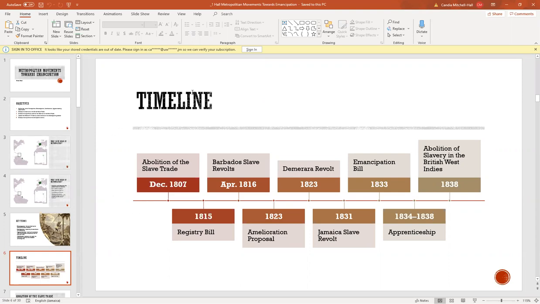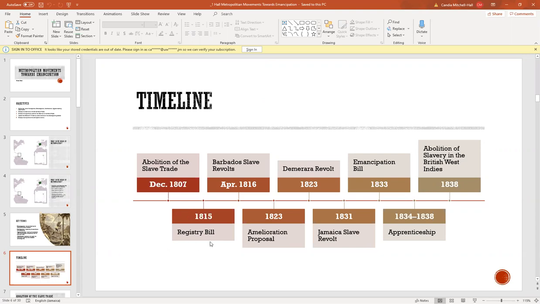Now, I'm going to give you a historical timeline of what we are going to look at for this theme. The first thing we're going to look at is the abolition of the slave trade. The slave trade was abolished in the British colonies, because remember we have British, French, and Spanish. In the British colonies, the slave trade was abolished in December 1807. Once it was abolished, the British implemented the Registry Act in 1815. What was the Registry Act? You had to register all your enslaved people. That is the Registry Act.